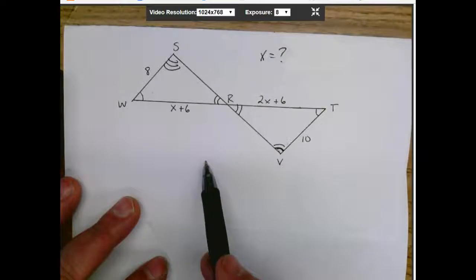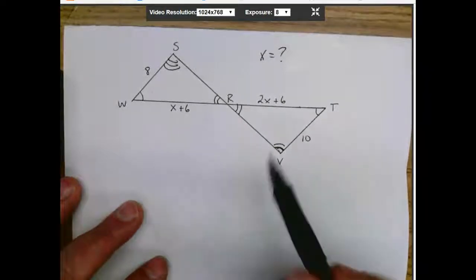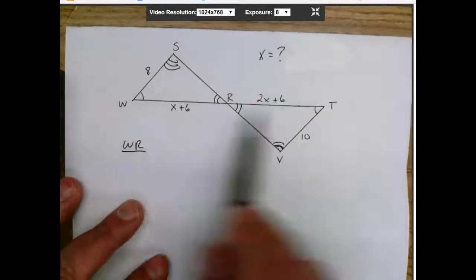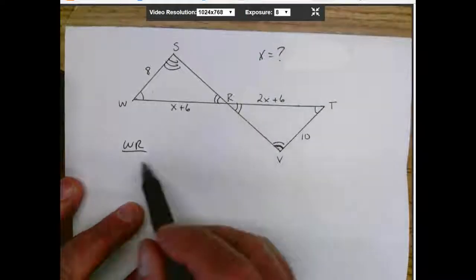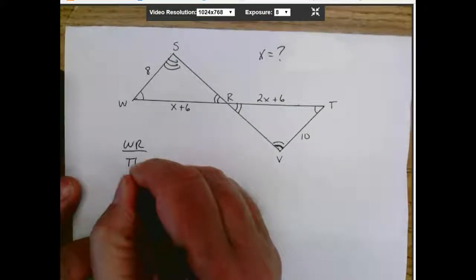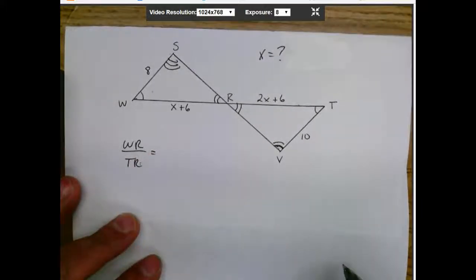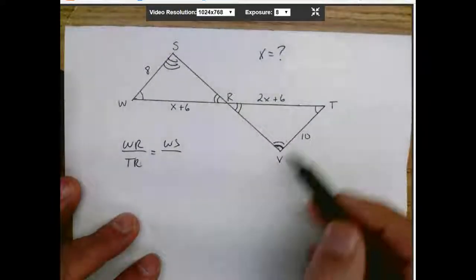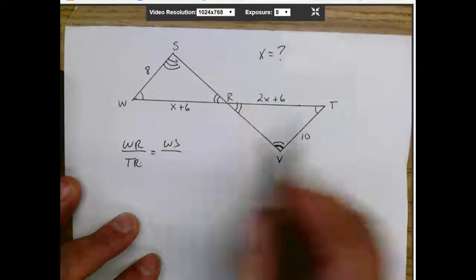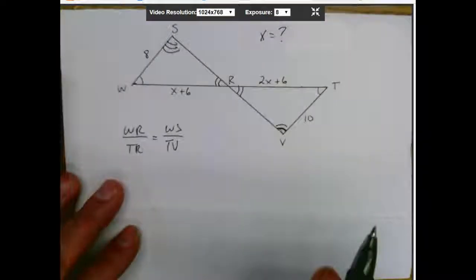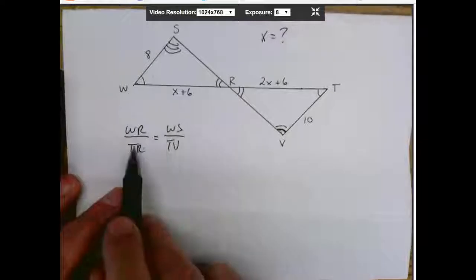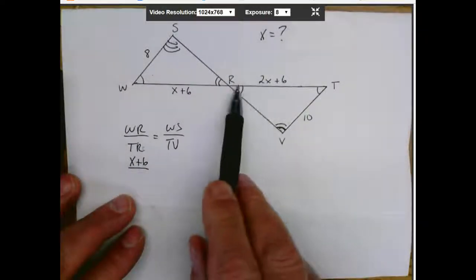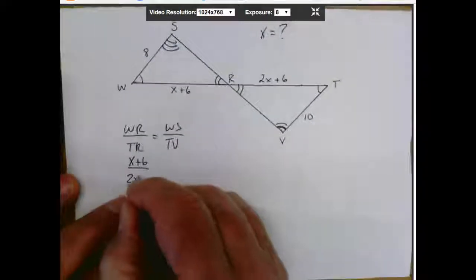Okay. So we can do WR, right? And we can compare that. It has the 1 and the 2, right? 1 and 2. We can compare that to TR. Okay. And then we know SW or WS, and we know the same angle, TV. We can plug them in. So we plug in WR is x plus 6. That's going to be over TR, 2x plus 6.